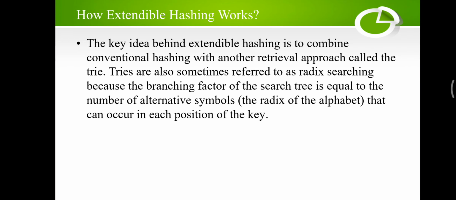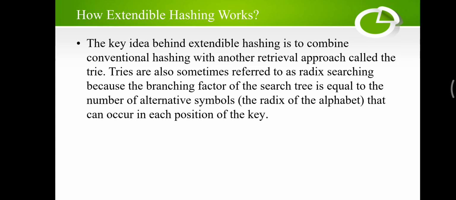Now, how extensible hashing works. The key idea behind extensible hashing is to combine conventional hashing with another retrieval approach called the trie. Let us know what a trie is. Extensible hashing combines conventional hashing with a retrieval approach called a trie. The trie is also sometimes referred to as radix searching. You people know about radix searching briefly, so there's no need to go into it.